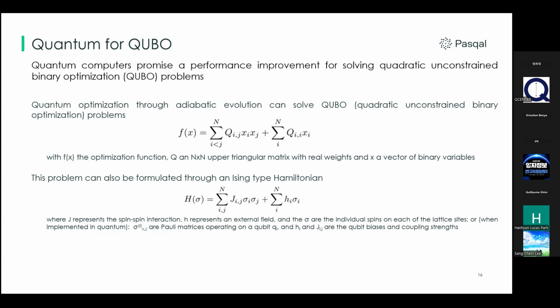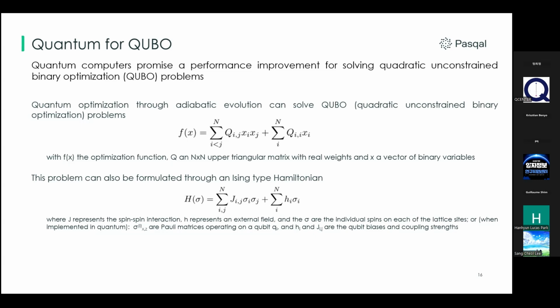It is unconstrained, meaning that there are no extra constraints, no additional inequalities involved. It is binary, meaning that the variables themselves are zeros and ones in particular.